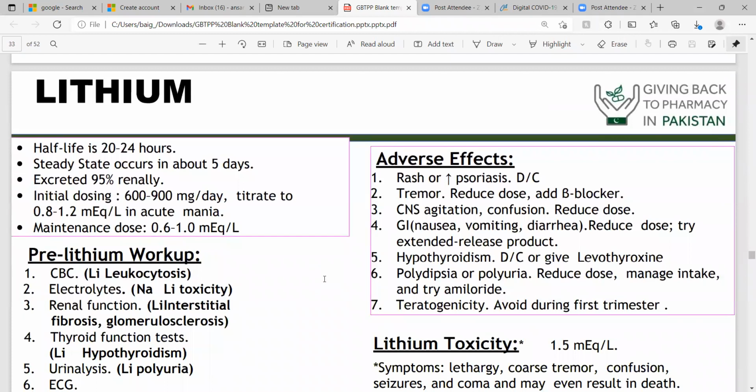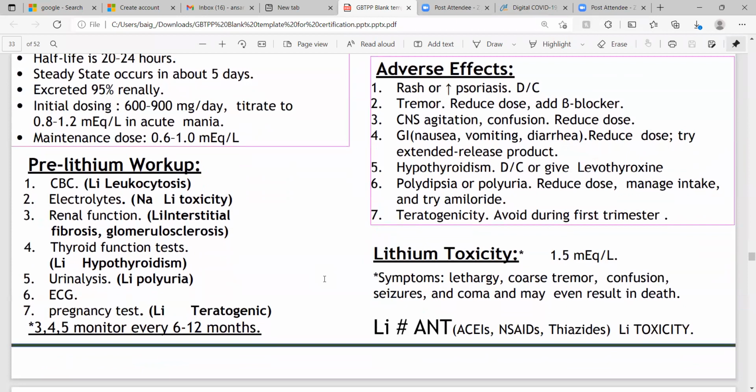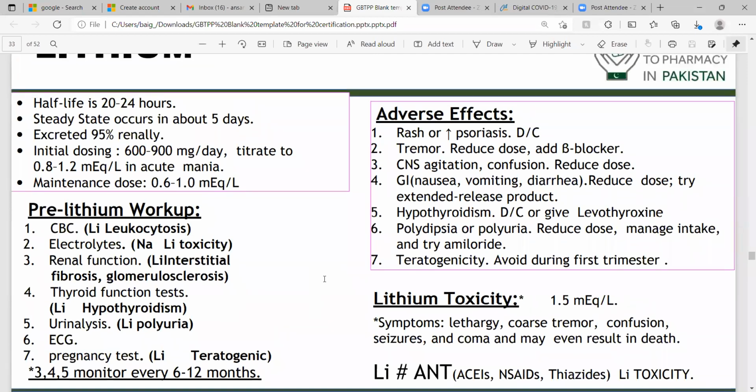So here, if we are talking about lithium, we just have to memorize a few important points. Lithium levels and dose, lithium toxicity. And if we are talking about lithium toxicity, we have to keep in mind ACE inhibitors, NSAIDs, and thiazides. Those are the ones that can mainly cause lithium toxicity if the patient is taking these medications. Lithium is teratogenic in pregnancy, so if the patient is pregnant, you have to choose accordingly.